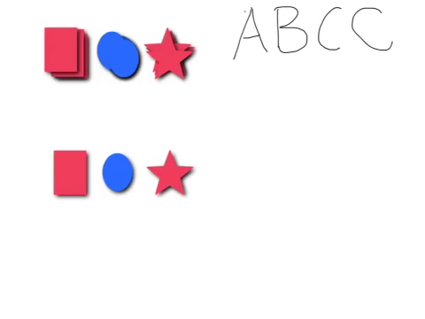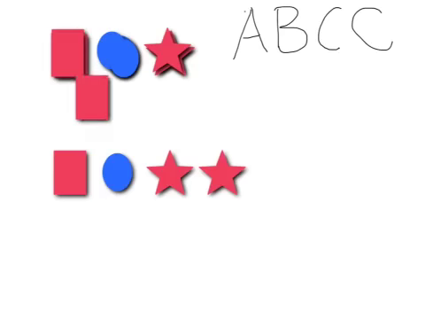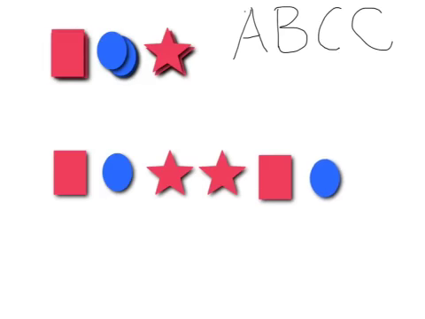Here are my objects that I'm going to work with. This time, I'm going to create an A, B, C, C pattern. All right. So A, B, C, C. A, B, C, C. So let's describe it. Rectangle, circle, star, star. Rectangle, circle, star, star.